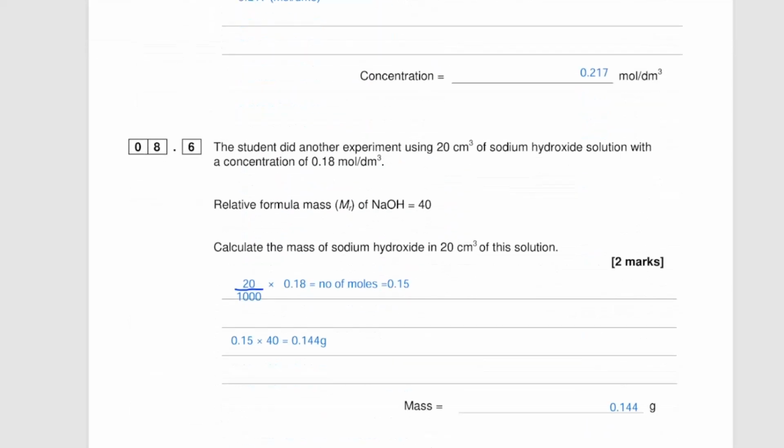And then for 8.6, the student did another experiment using 20 centimeters cubed with a concentration of 0.18 moles per decimeter cubed, and we're given the relative formula mass. So firstly, we work out the volume in decimeters cubed, which is 20 over 1,000, and then we times it by the concentration to get the amount of moles, which is 0.15 moles, and then we just times the moles by the molecular mass to get the mass, which is 0.144 grams.